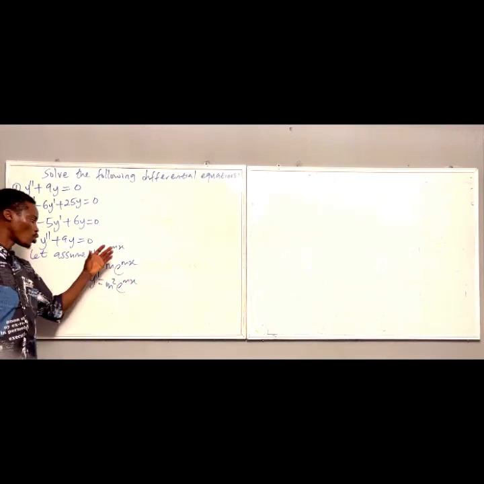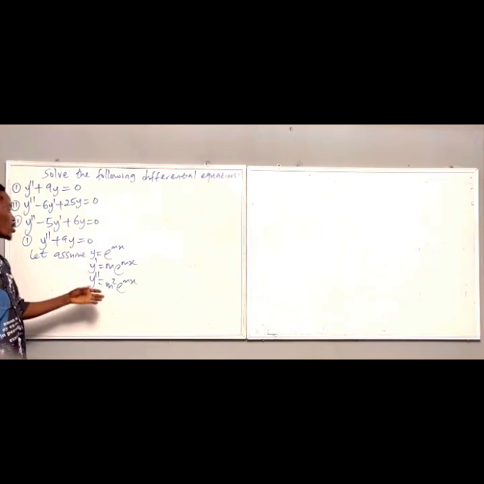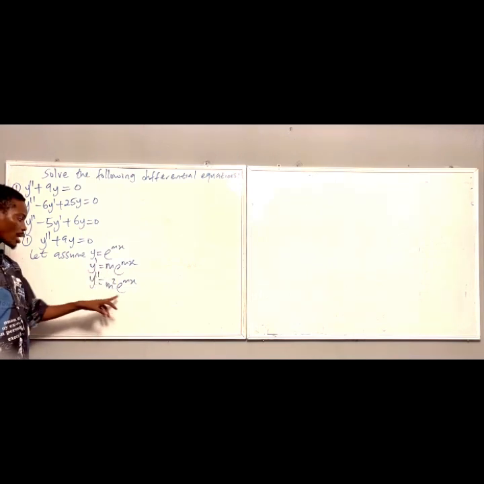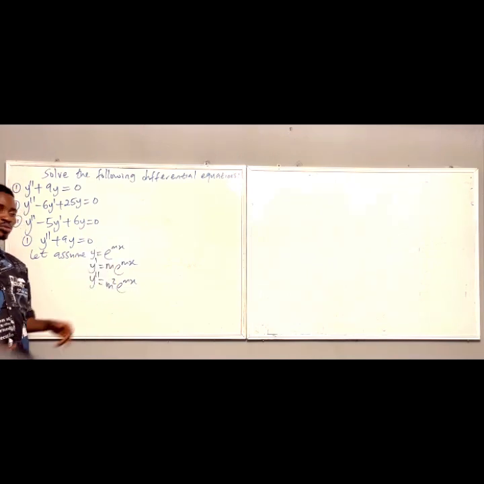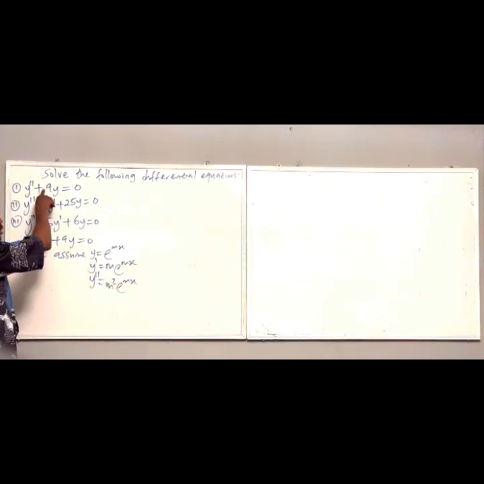So I will now substitute all these things into the given equation. Whenever I see y', I put this. Whenever I see y'', that's the second order, I put this. Whenever I see y, I put e^(mx). So this is how we are going to solve this. So what is our y''? It means put y'' in this. I'm going to have m² e^(mx) plus 9.